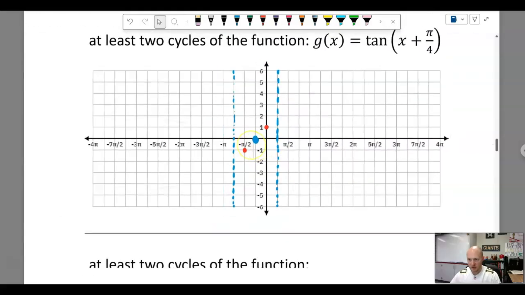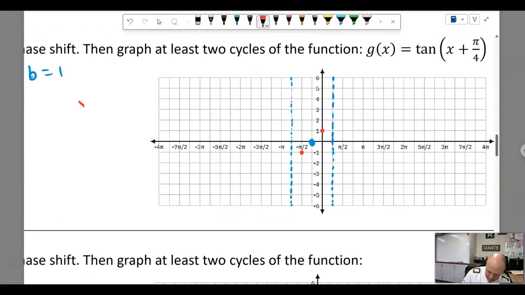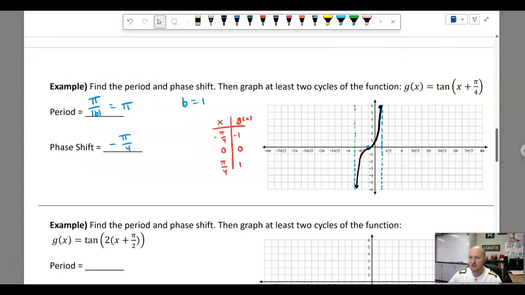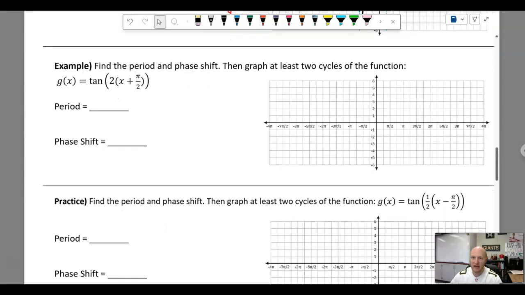So from your origin, and I kind of like to make a table. So here is x, here is y, or g of x. Okay, so 0, 0 is your center, and then I go left pi fourths down 1, and right pi fourths up 1. Okay, so those are your key points. And this graph is increasing. So from your asymptotes, kind of curve, and then up towards the other asymptote. Concave down in this section, and then concave up through that section, okay? So there's one example.